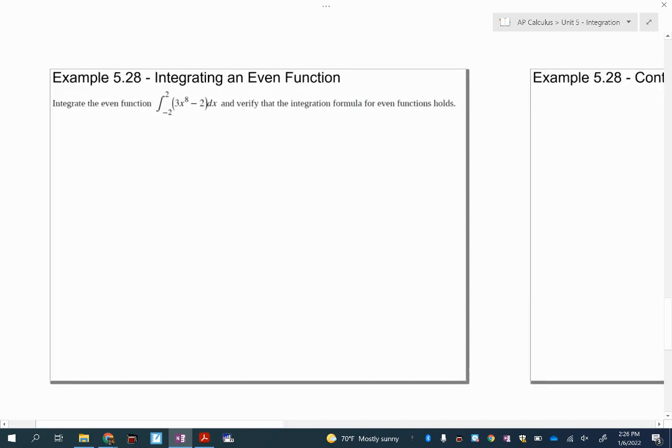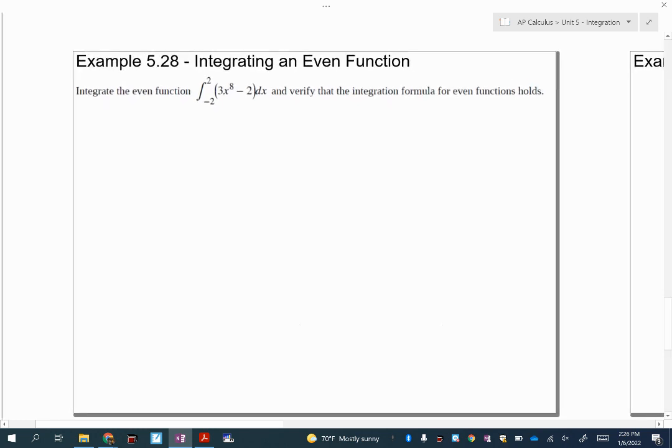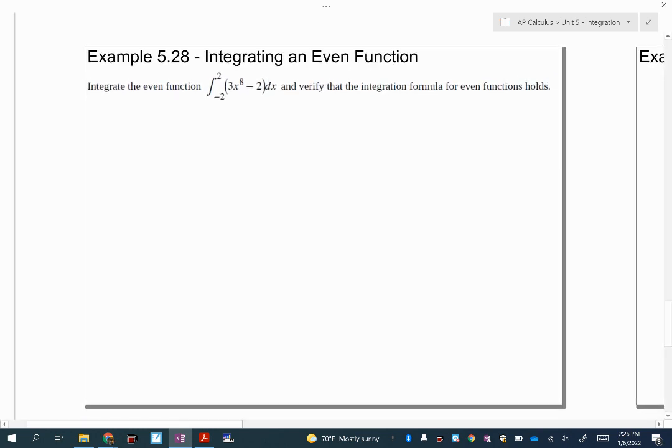So let's integrate this even function. We're going to do it twice. On this side, I'm going to do it just straight up. And on the right side, I'm going to use that rule that says you can just find the integral from 0 to the positive number and then double it. All right, so here we go.